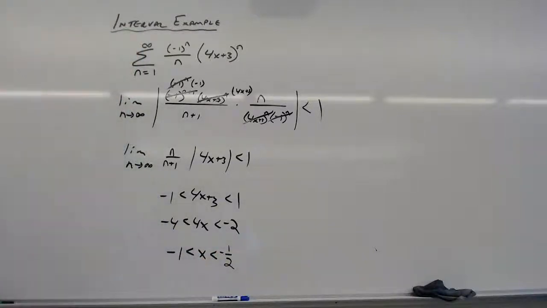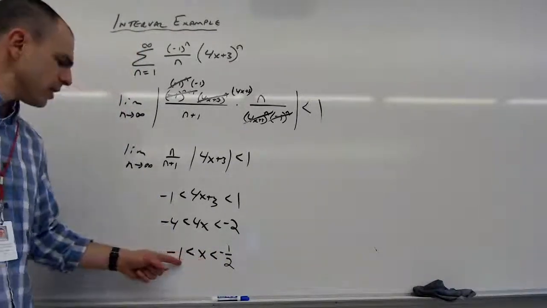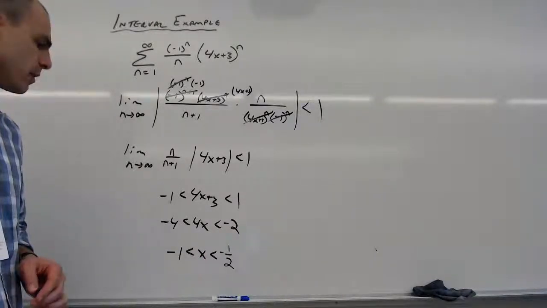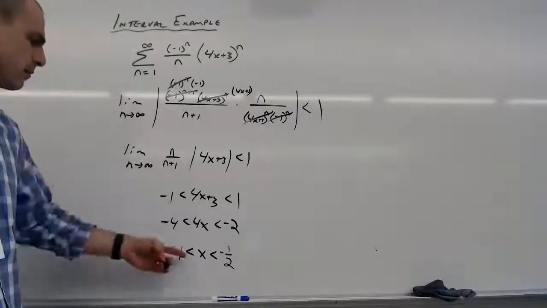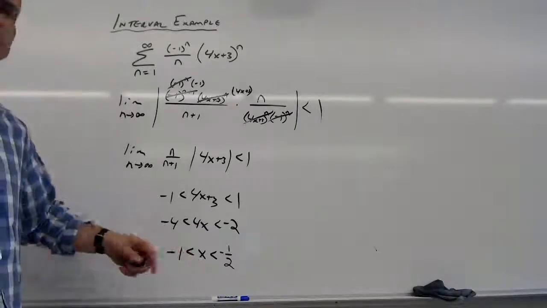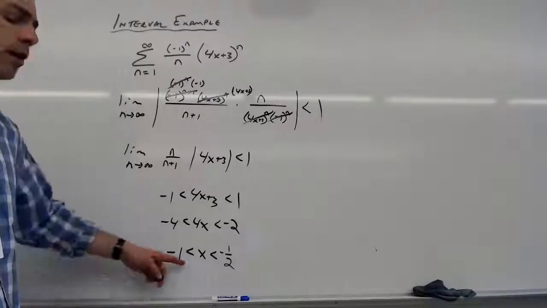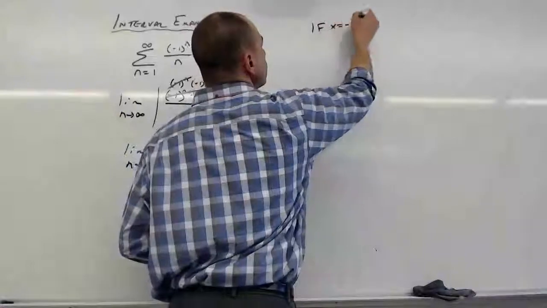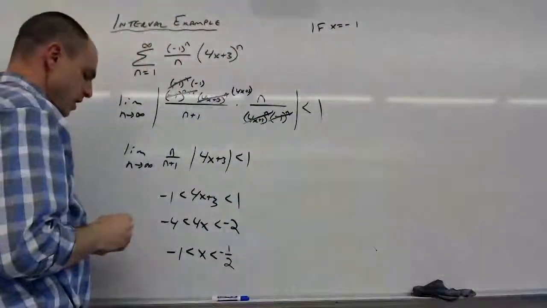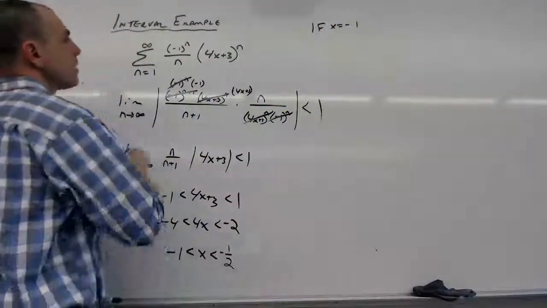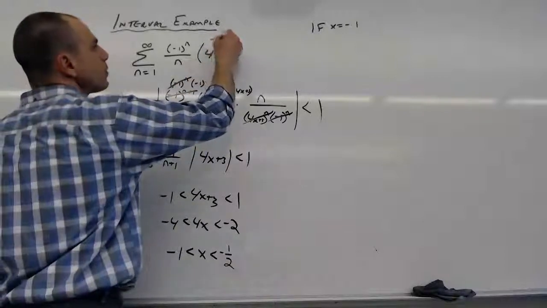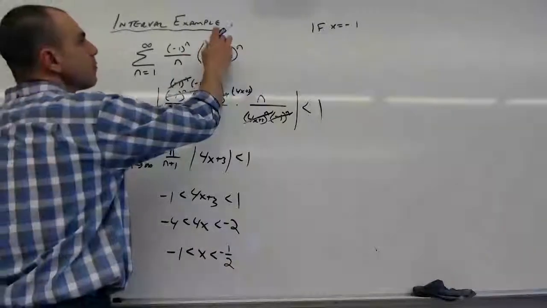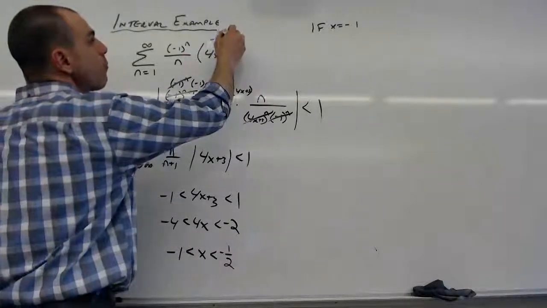So our radius is rather small. We're only talking about a very small radius. Here's our interval as well, and we need to check our endpoints. So if x equals negative 1, well, we're going to plug in negative 1 for x. And it means right here we have negative 4 plus 3, and that is going to give us negative 1.